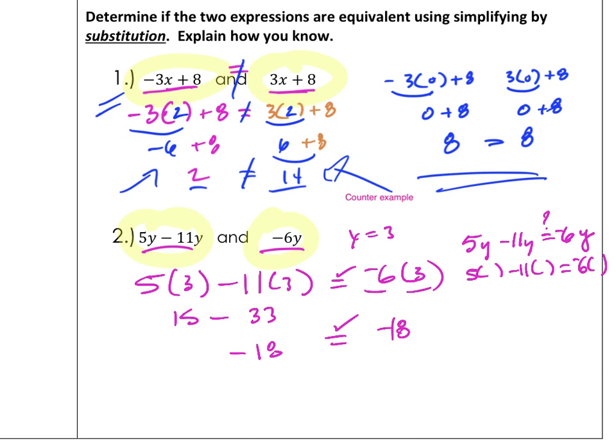Okay, so I'm going to bet that none of you were able to find the value. Remember, you put the same value in. You could have put 6 in. You could have put 10 in. I'm just going to put 10 in real quick. If I put 10 in here and 10 in here and 10 in here, that's going to be 50 minus 110. Is that equal to negative 60? This is negative 60. This side's negative 60.